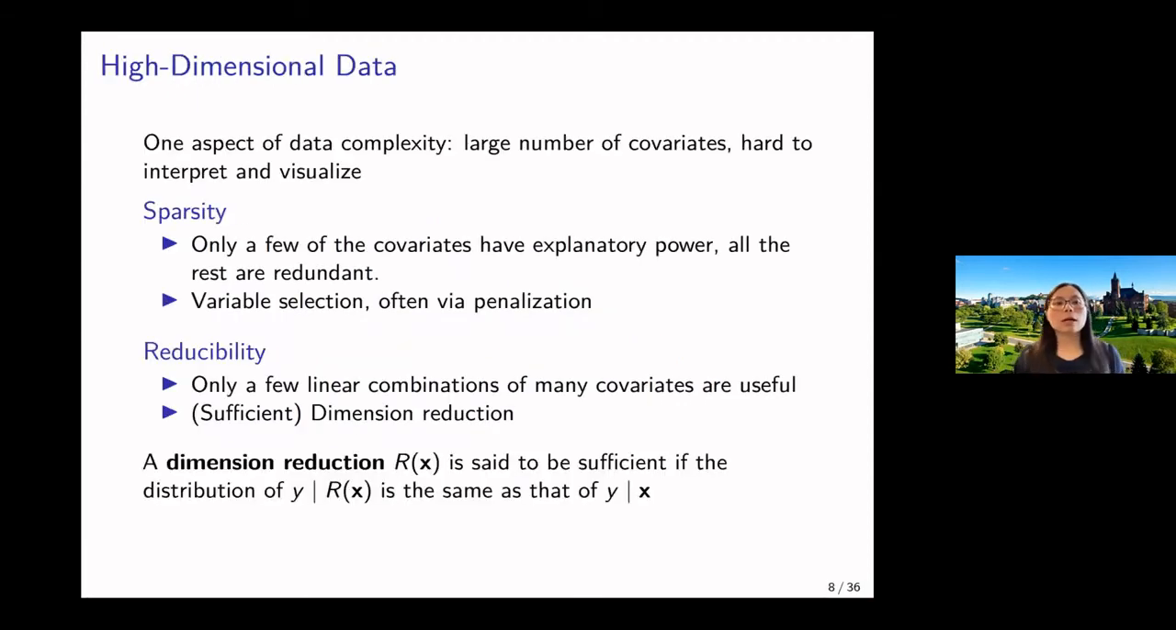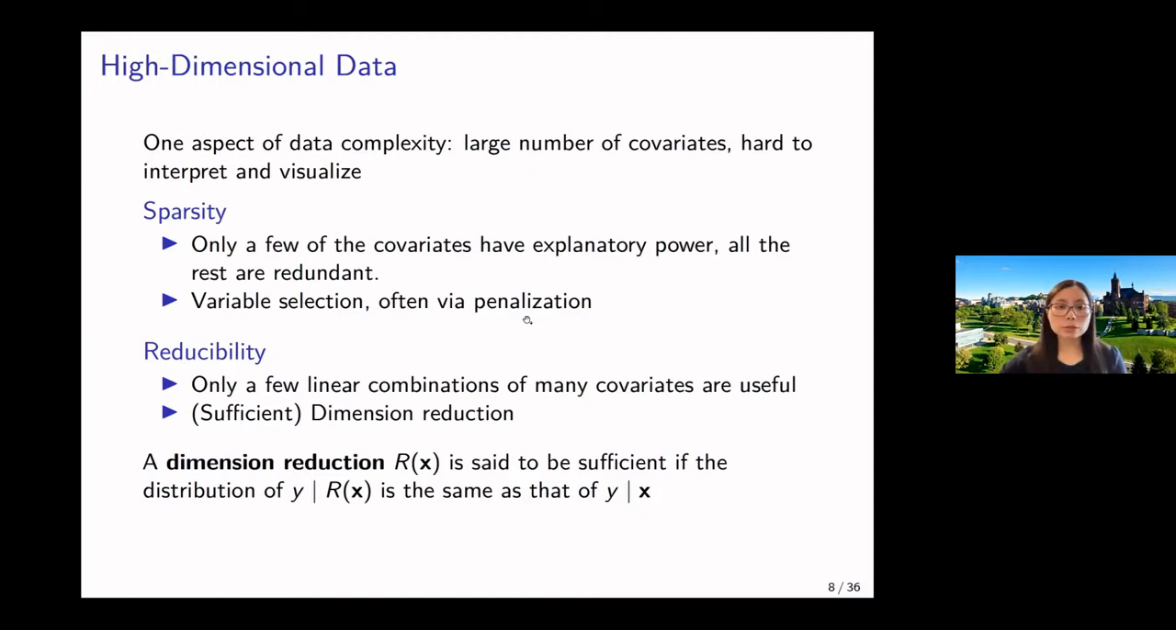Now I want to focus on the data issue. Most of the time, one aspect of the data is that we have a large number of covariates. If we have a large number of covariates, it is difficult to visualize or interpret the results. There are tons of methods to deal with high dimensional data, but all of them can be classified into two different approaches. The first approach makes the assumption of sparsity. With a sparsity assumption, we assume that only a few of the covariates have explanatory power, and all the rest are redundant. If we make this assumption, we can handle high dimensional data through variable selection, which is usually done through some penalization.